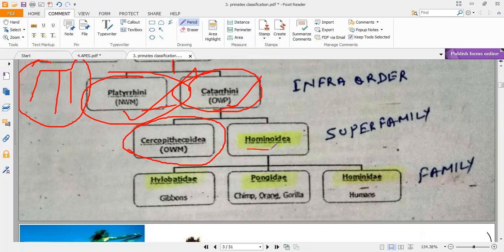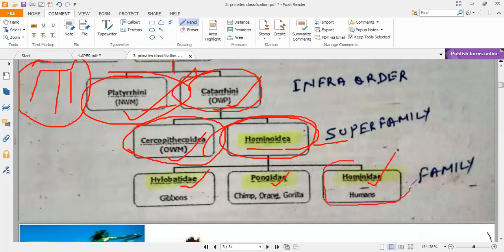Last time we discussed the superfamily of Old World monkeys, and today we are going to discuss the superfamily Hominoidea. Within this Hominoidea we have three families: Hylobatidae, Pongidae and Hominidae. Hominidae includes humans, modern man, which we will discuss later. Today we will discuss Hylobatidae and Pongidae.